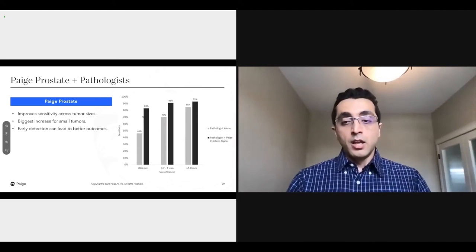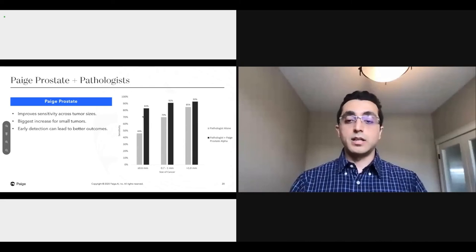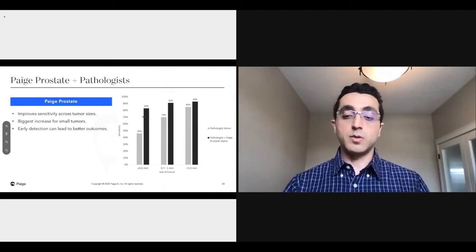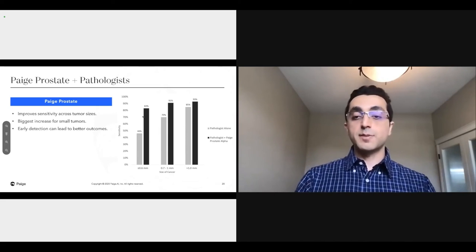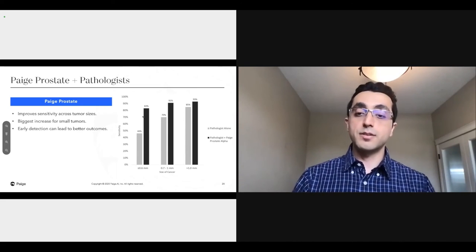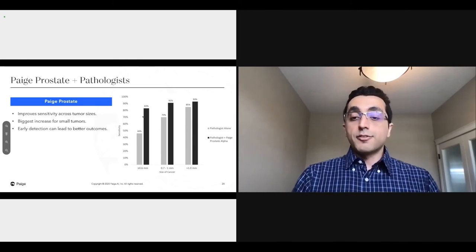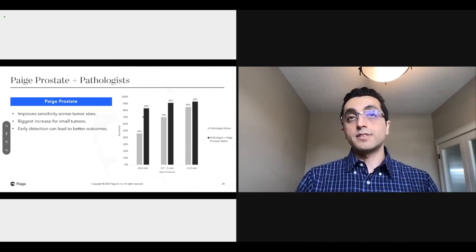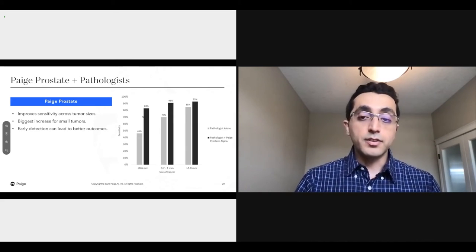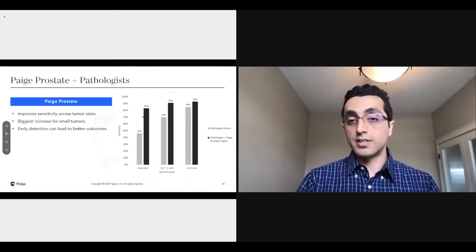Remember from earlier slides, I showed you some numbers on how human experts perform on smaller cancerous regions. When we asked human experts to revise their decision based on our Paige AI, Paige Prostate model, we realized that the sensitivity increases from 46% to 83%.